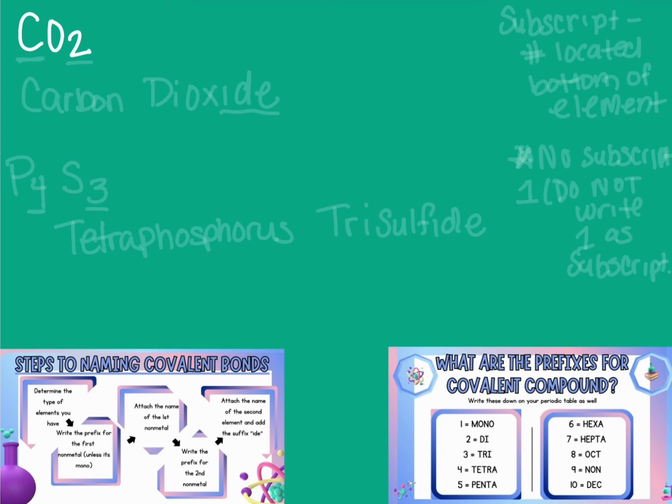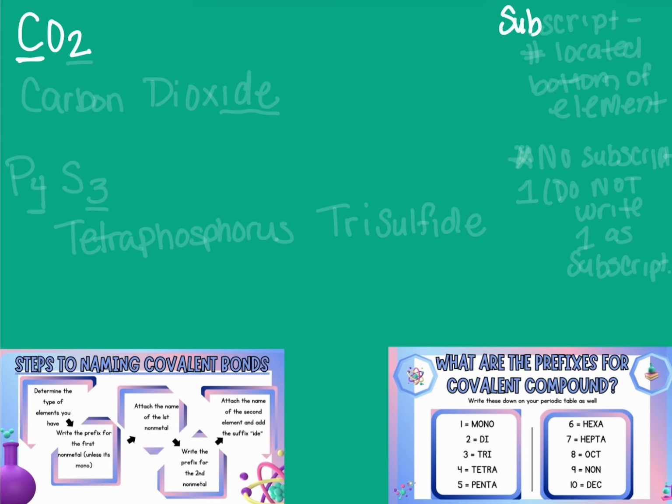Now, the first thing that we want to do is determine the type of element that you have. When I look at C here, I know that C is a nonmetal. So since I know that C is a nonmetal, I'm going to write the prefix for the first nonmetal. You're able to write the prefix for your first nonmetal by looking at the number that is located next to that element. So for carbon, there is no subscript next to that element. The number next to the element is what we call a subscript.